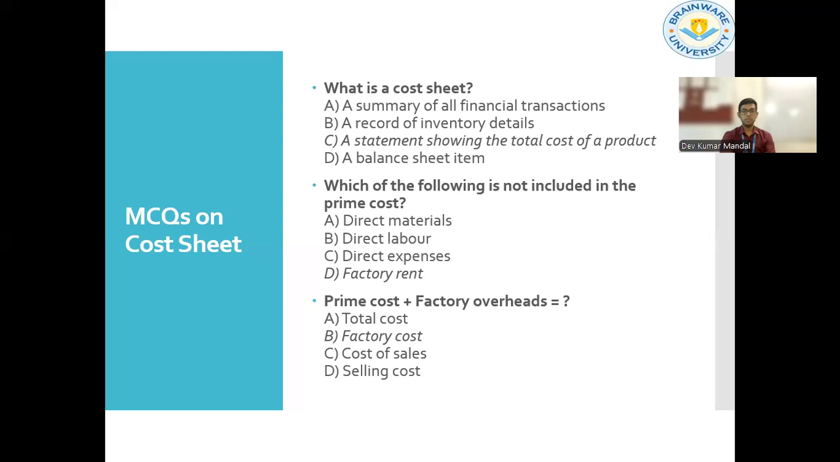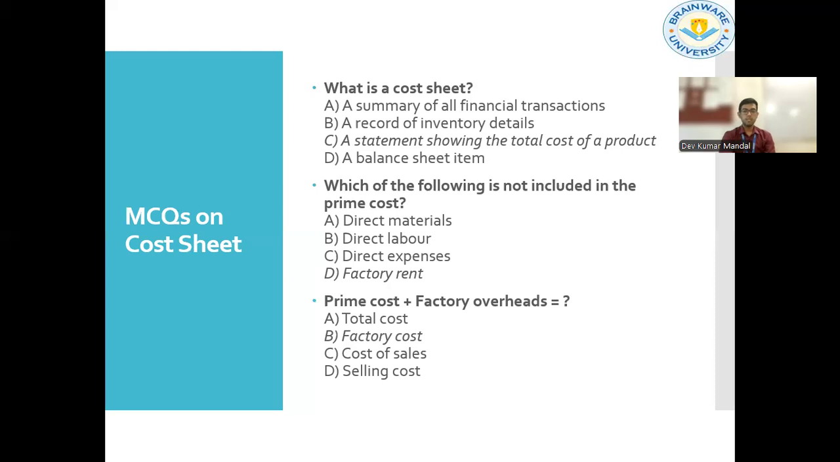The second MCQ, which of the following is not included in the prime cost? As we all know that prime cost comes in the beginning, okay? Like starting from the raw materials, direct expense, direct wages. At that point, we get the prime cost. After prime cost, we get the factory cost, okay? So option number D, that is factory rent, is not included in the calculation of prime cost. So the correct option will be option number D.